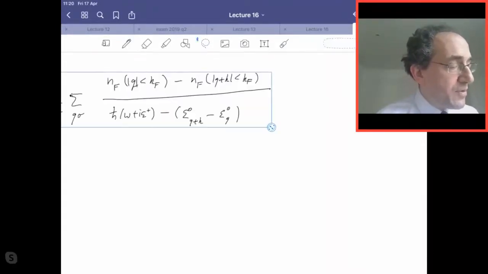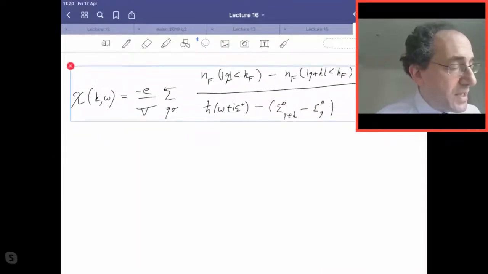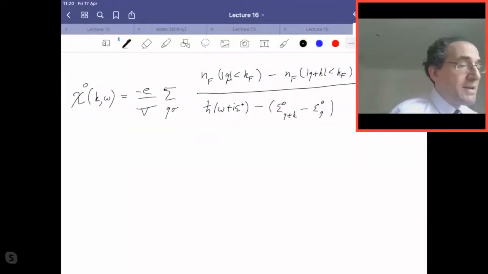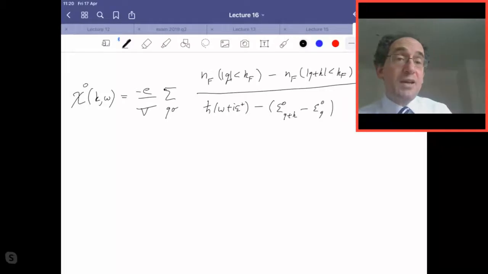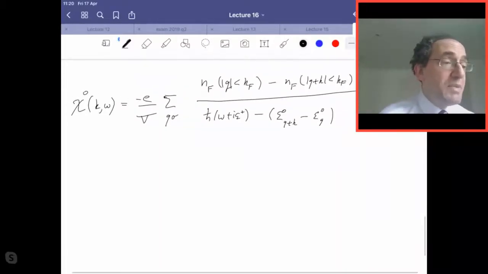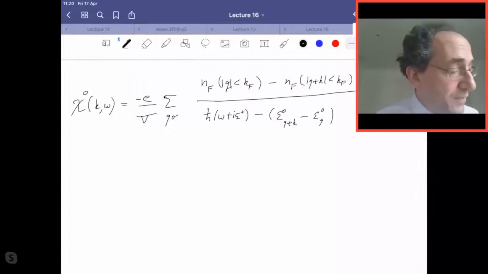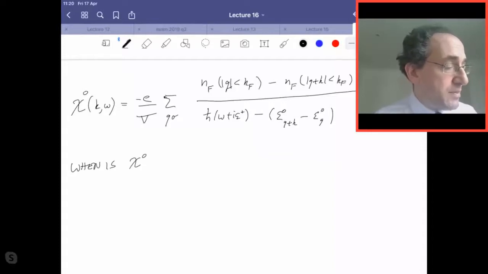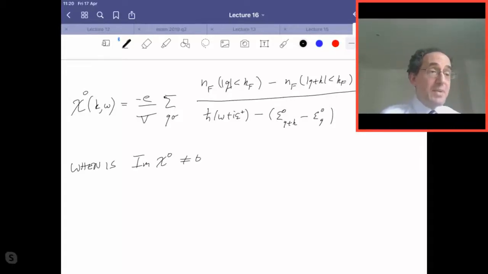There. Okay, great. So chi naught, that's the Lindhard response. Let's try to understand what this Lindhard response means. The first thing to look at is, when is the response imaginary? When is the imaginary part of chi naught not equal to 0? When does it have a complex part?